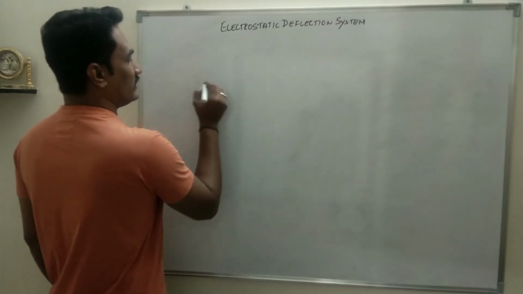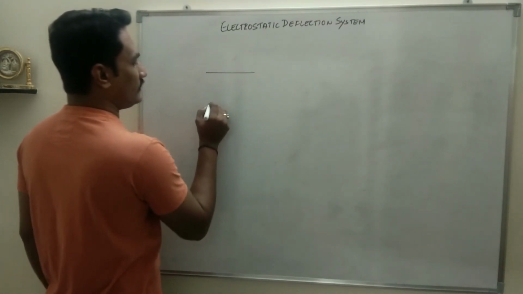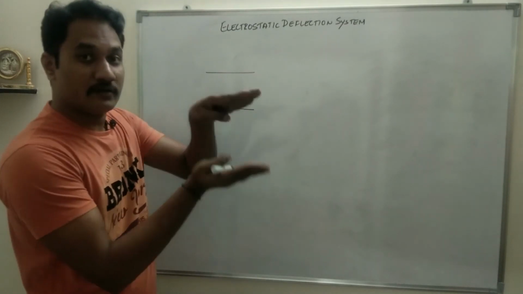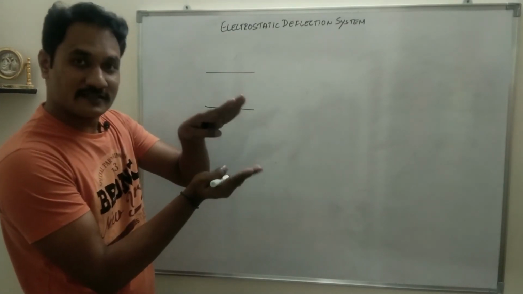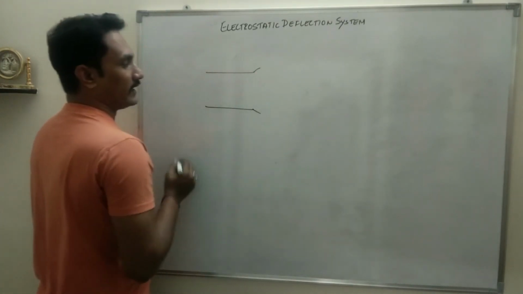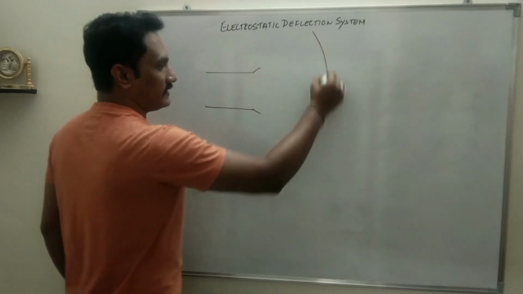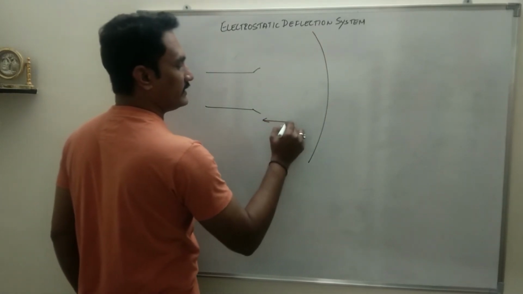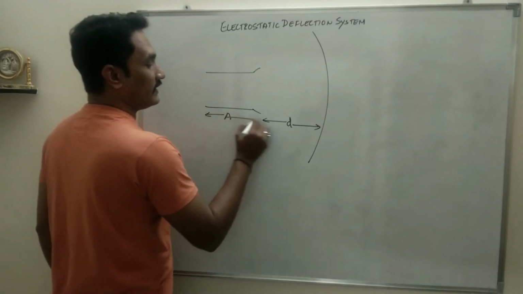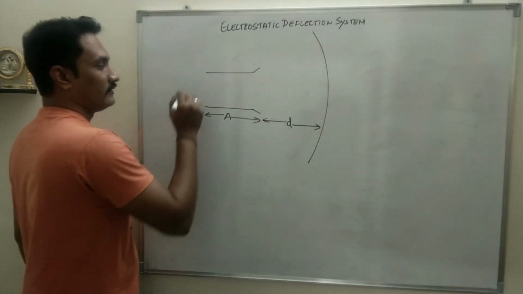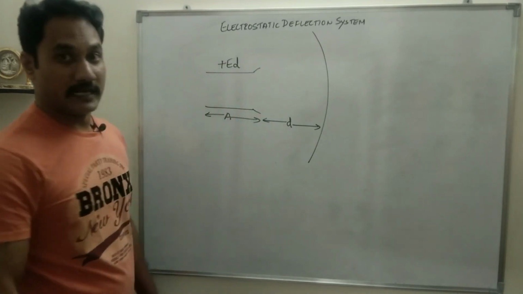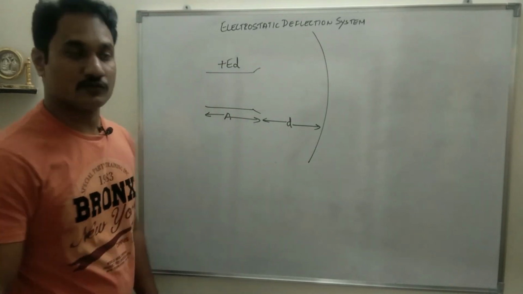Okay, so in the first diagram, let's say this is the vertical deflection plate. The plates which are kept horizontally move the electrons vertically. They are called vertical deflection plates. And this is the screen. D is the distance between the plates and the screen, A is the area of cross section of the plate, and the potential which we are going to apply is the input signal which has to be analyzed.